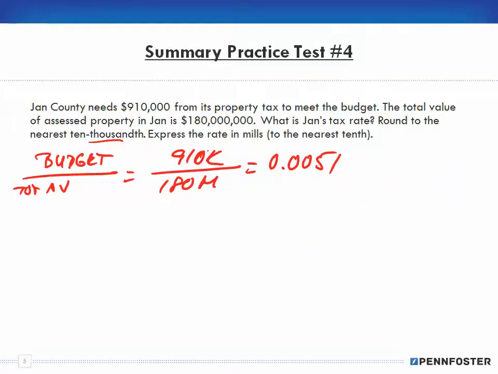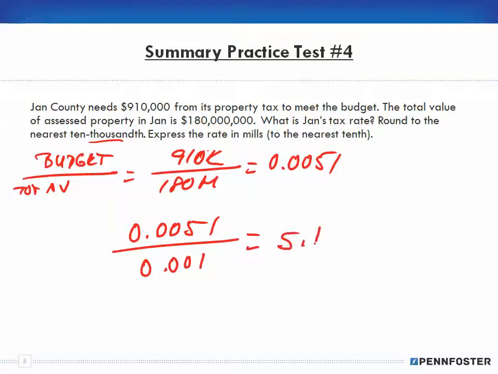Then it says express the rate in mils to the nearest tenth. So if we have the rate of 0.0051, to express it in mils, we divide by 0.001, which means we end up with 5.1 mils. It's easy to think: move the decimal, 1, 2, 3, and there's my 5.1. Watch that for a shortcut. Pay attention to what I just did there with moving the decimal places. That's a shortcut.